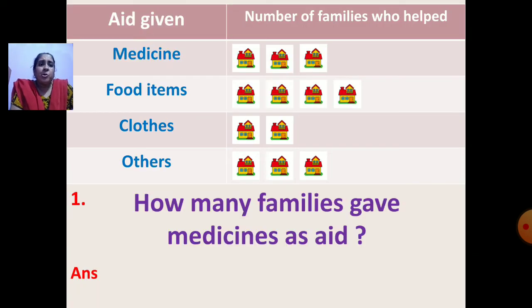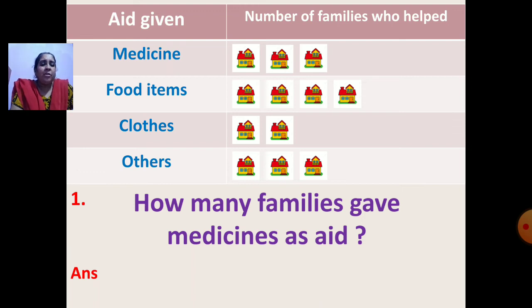Now, what is the first question here? How many families gave medicines as aid? What is the meaning of aid, children? Aid means help. How many families gave medicines as help to the people who were affected by the flood? So, what you have to do? You have to count the number of houses. 1, 2, 3. So, one house means 20 families.